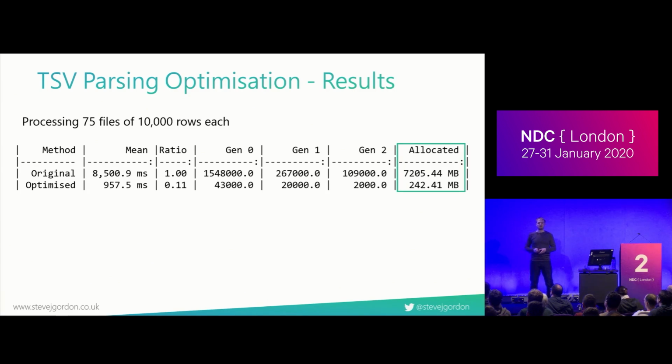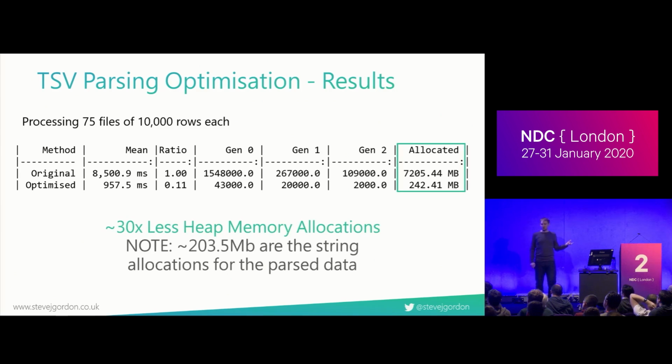We're down to 242 megs in the new flow, which is quite a significant drop, roughly 30 times less. What was really interesting was 203 meg of that are these strings that I'm outputting into the data that I'm going to push into Elasticsearch. So that means we're less than 40 meg of overhead for this piece of work now, which is quite significant. And actually, I can optimize a lot more of that away because Elasticsearch accepts bytes. So I could potentially avoid those string allocations entirely with my code in the future. So quite a lot of advantages that we were able to get with pipelines and span in that example.